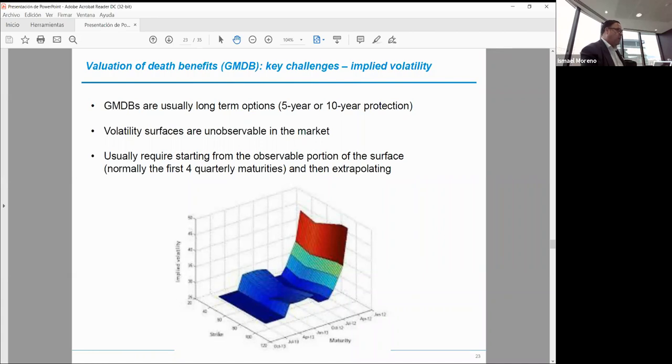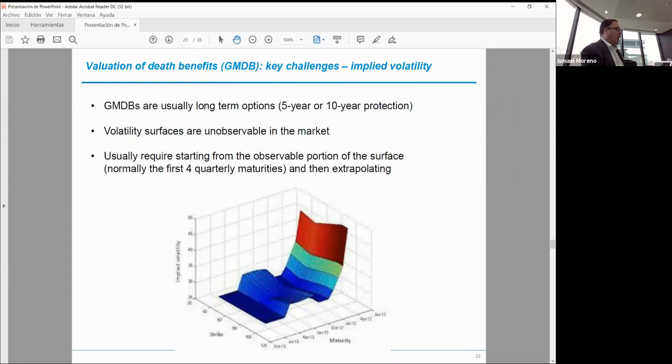I'm sure you are familiar with the concept. It's basically a 3-dimensional relationship between strikes, implied volatilities, and maturities. So we needed a 5-year volatility surface, and after some time, a 10-year volatility surface, because we wanted to extend the guarantee term to 10 years. And that was something that we couldn't find in the market. We extrapolated to 5 years first, and then we extrapolated to 10 years afterwards.